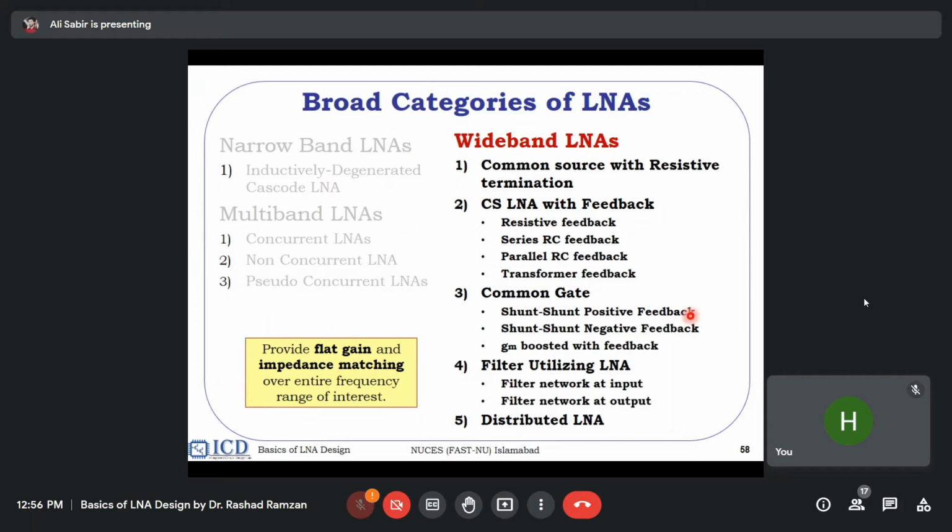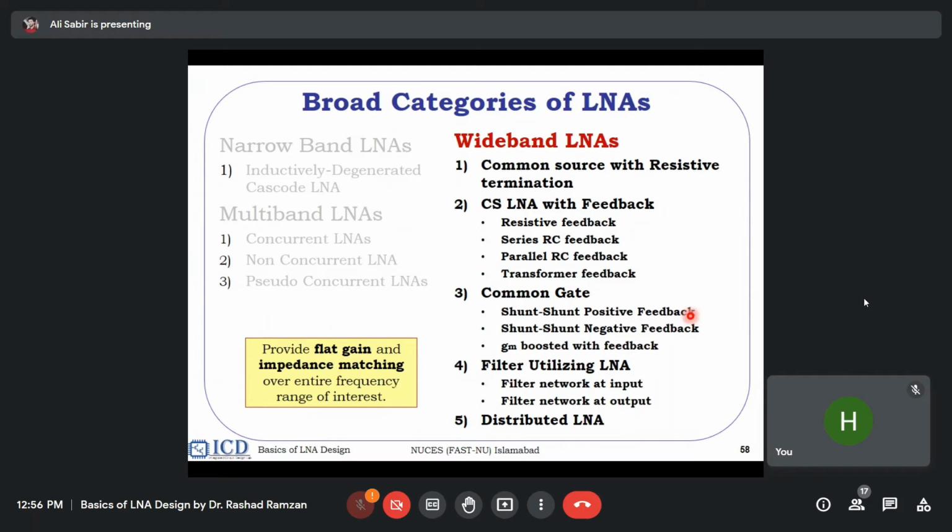But if we want to avoid this inductance at the input, the very natural thing available to us is a common gate LNA. Because if you look at the gate of common gate LNA, the impedance is 1 over gm. And then you can size the transistor in such a way that this 1 over gm is 50 ohm. So then you can naturally get the 50 ohm at the input without using the inductance.